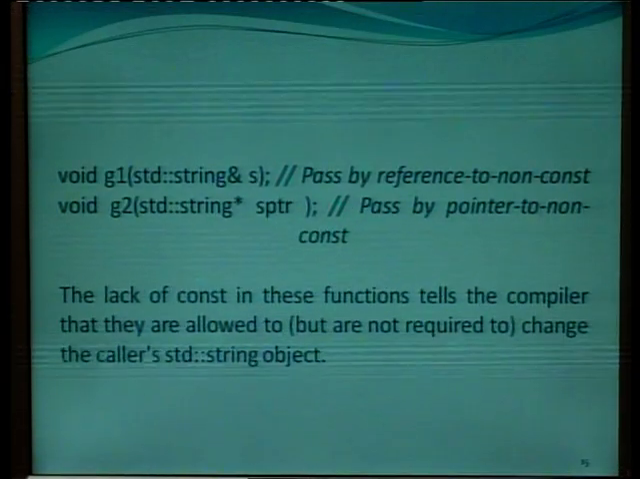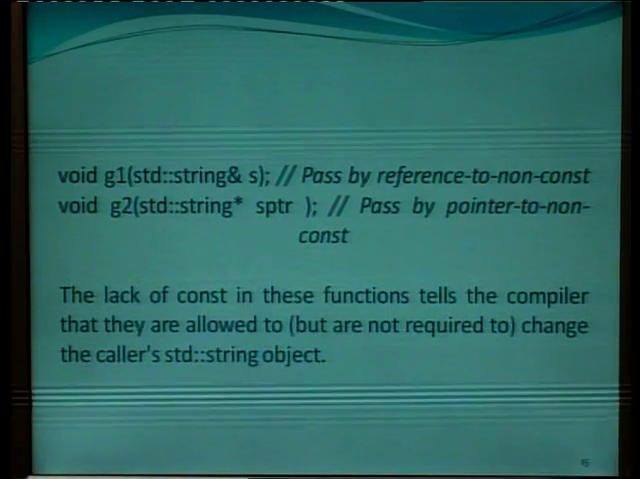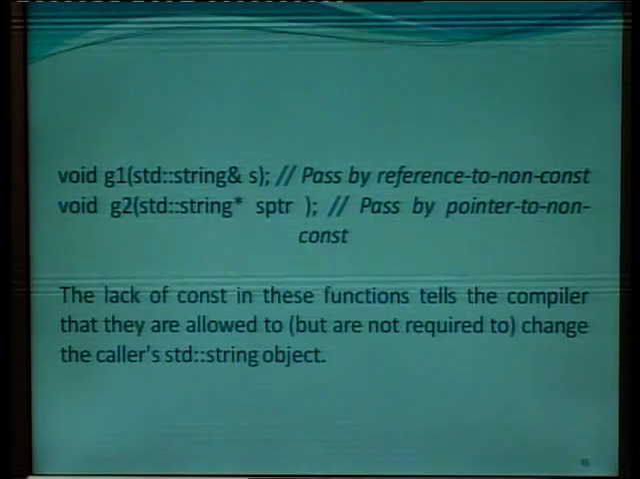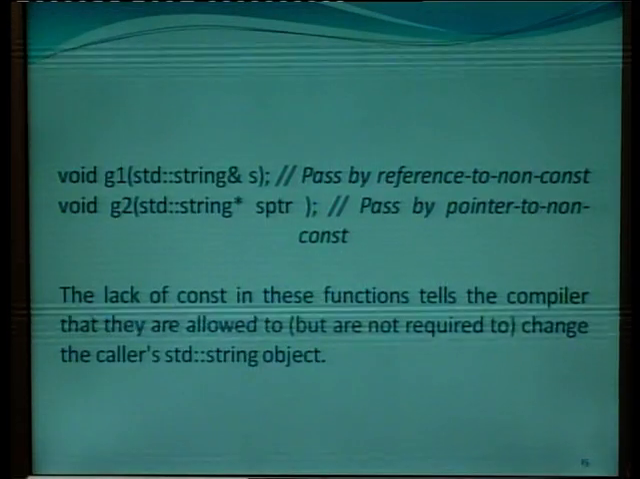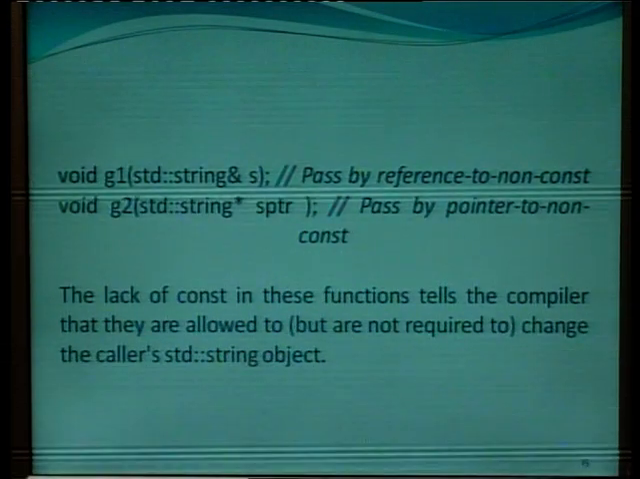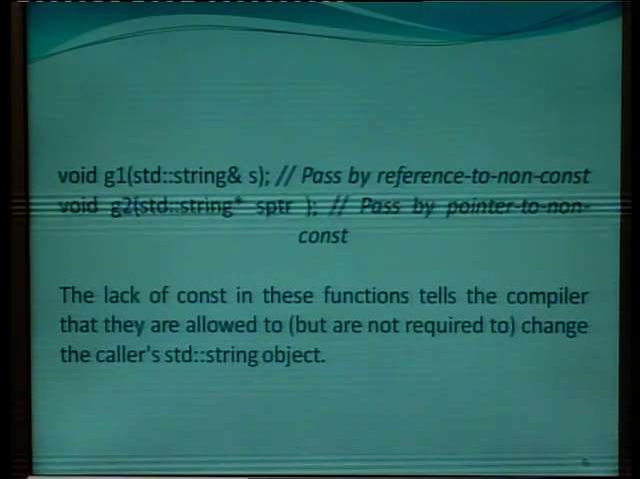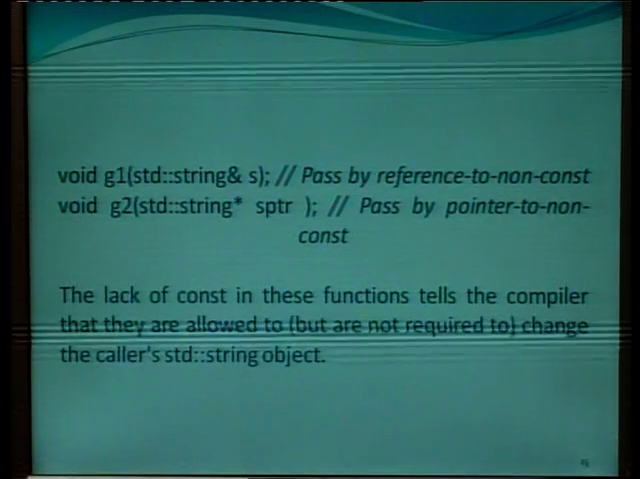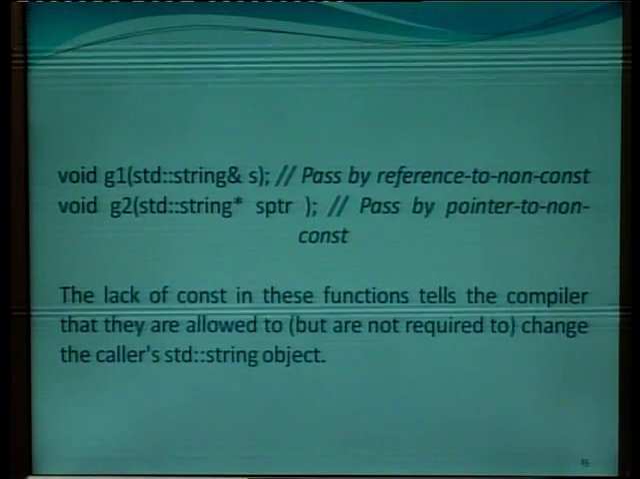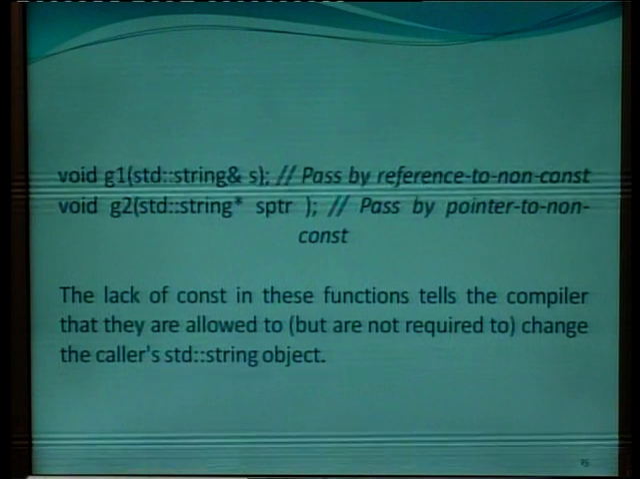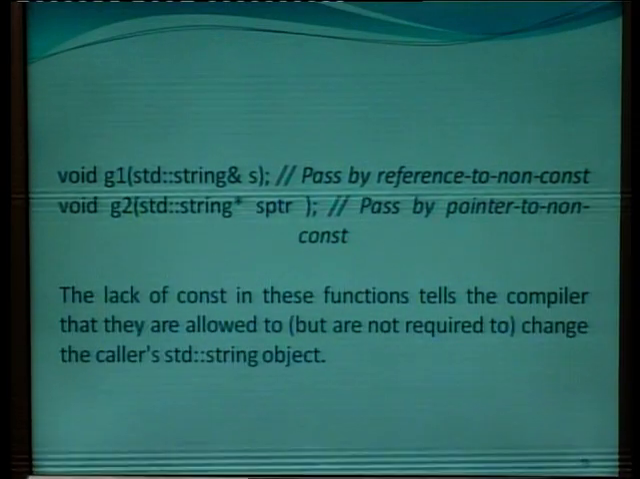So, void g1(std::string& s) is pass by reference to non-constant, and void g2(std::string*) is pass by pointer to non-constant. The lack of const in these functions tells the compiler that they are allowed to, but not required to, change the caller's standard string object.